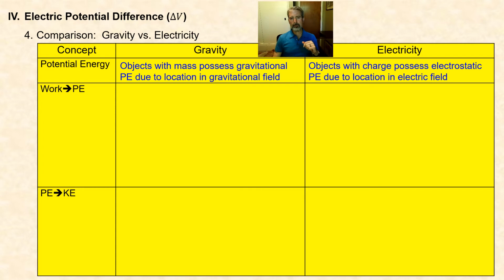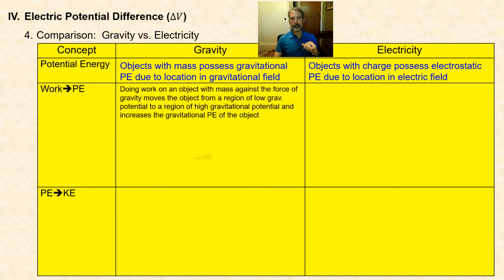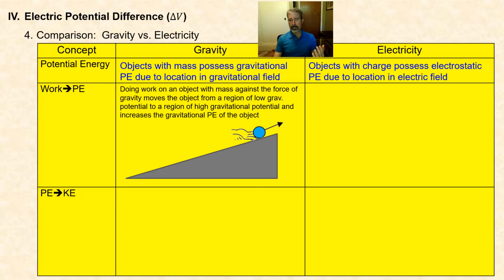And in the case of gravity, when we talked about gravitational potential energy, we said that by doing work on an object with mass against the force of gravity, as I'm doing when I push this object up the hill here, moves the object from a region of low gravitational potential to a region of high gravitational potential and increases the gravitational potential energy of the object. So, that's something you know.